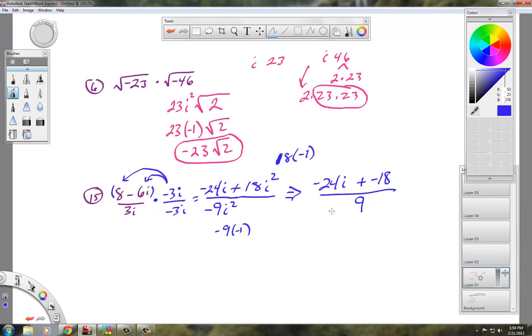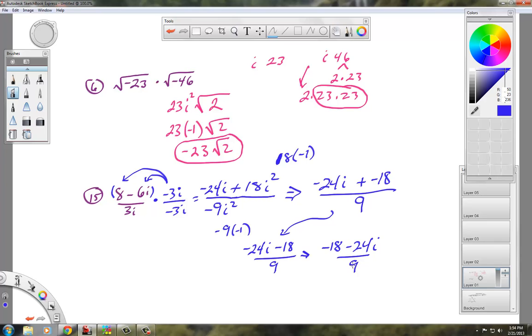So this is going to be negative 24i minus 18 over 9. And we need to develop good habits and make sure we put the number part first and the imaginary part second. So I'm going to rewrite this one more time as negative 18 minus 24i over 9. Everybody see what I did there? Switch that around.